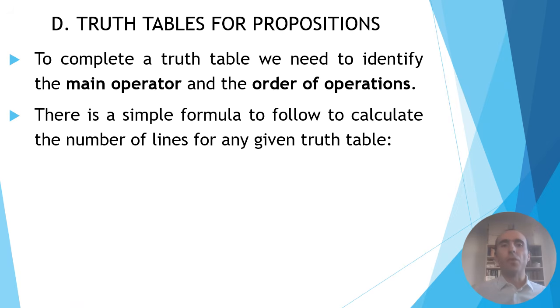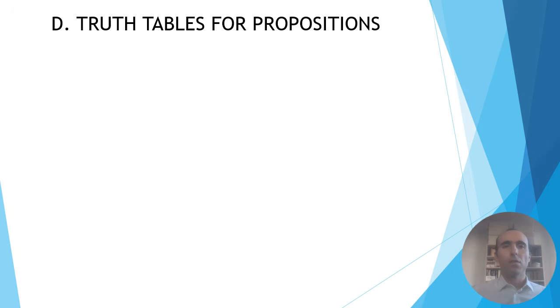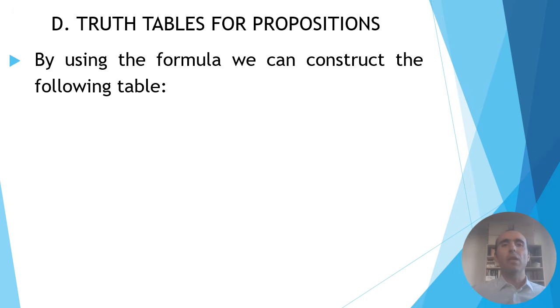There is a simple formula to follow to calculate the number of lines for any given truth table. L equals 2 to the power of n. In the formula, L stands for the number of lines in a truth table, and n stands for the number of different simple propositions in the statement. By using the formula, we can construct the following table.